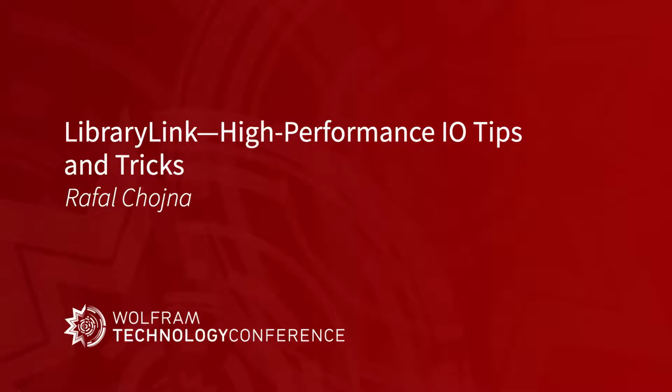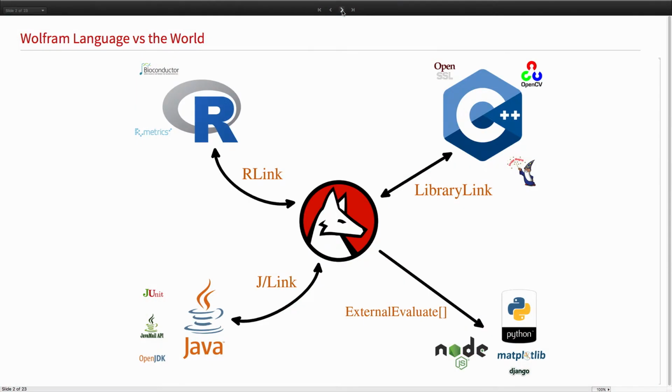So let me start with a picture here. So you can see the programming world that we currently live in. I assume we all here use the Wolfram language, so I placed it in the center. But around us there are also other popular languages like C, C++, or Java.